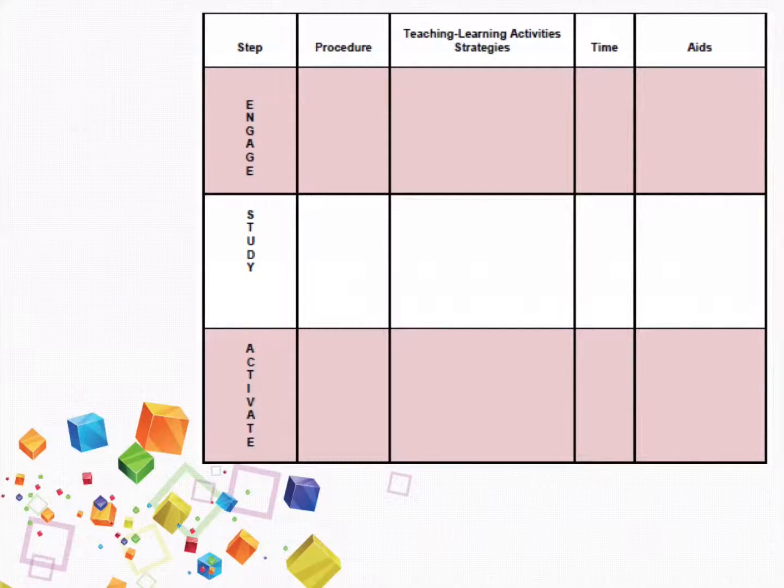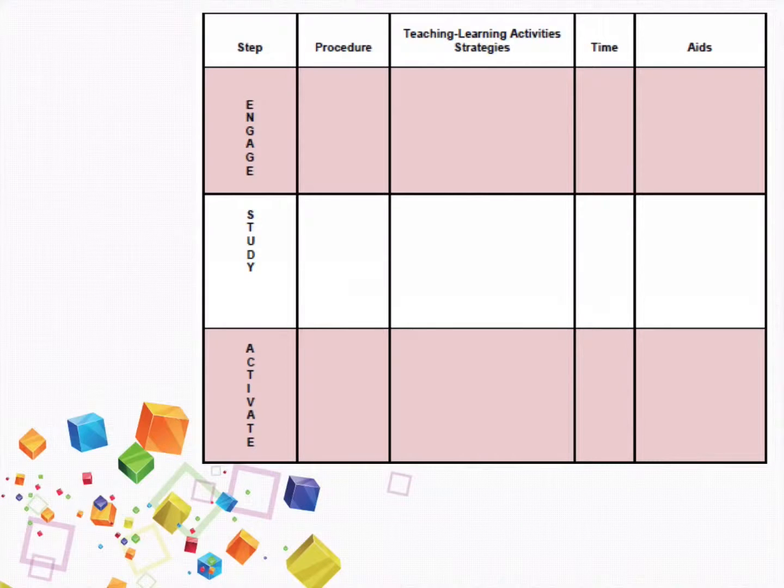Now let's move to the class tabs. We have three parts: the engage, study, and activate. This is where you are going to specify the things you will be doing in class. You are going to write the procedure and strategies you will be using. In class, you cannot avoid some distractions from either your students or some unplanned situations. So it would be very helpful for you to have a plan so you won't be lost.